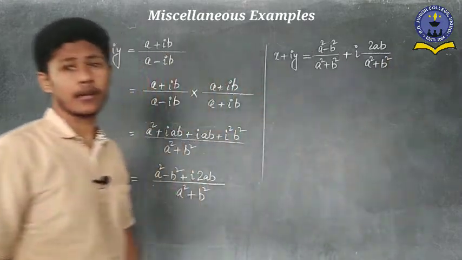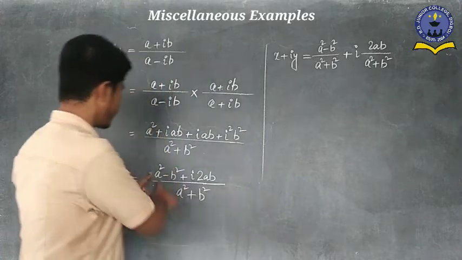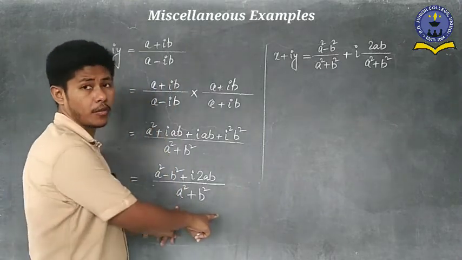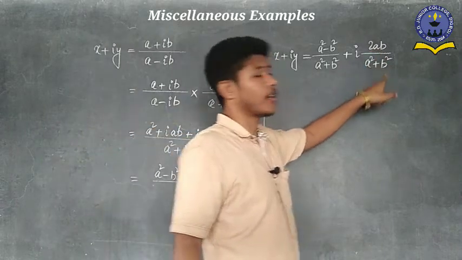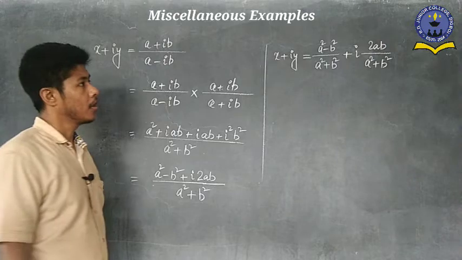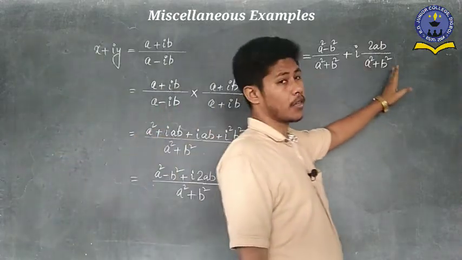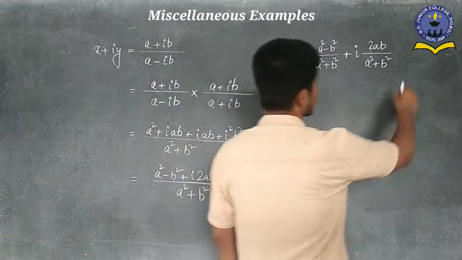Is it clear? So the first part, a square minus b square divided by a square plus b square, plus i into twice ab divided by a square plus b square. I think all of you understood this. So this is the real part and this is the imaginary part. So x plus iy equals this result, and we put this as equation number 1.